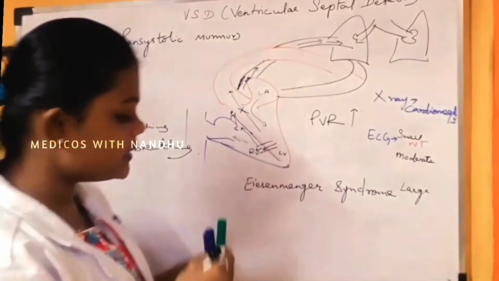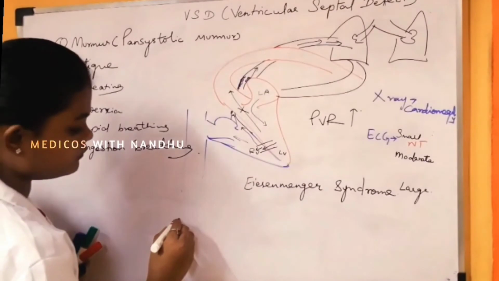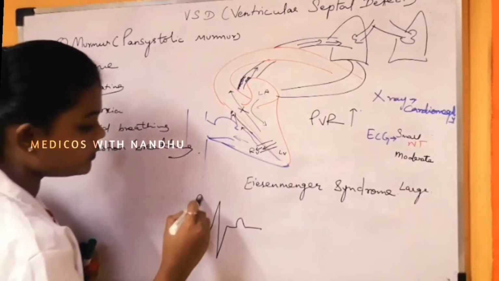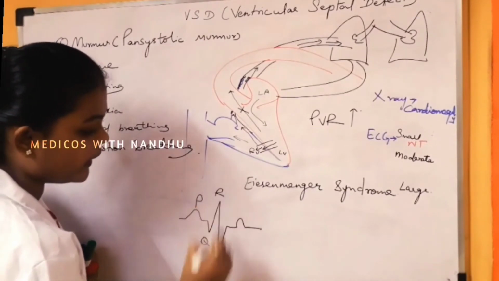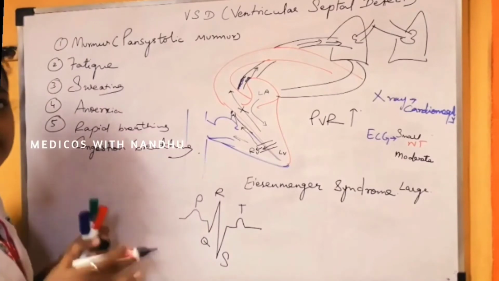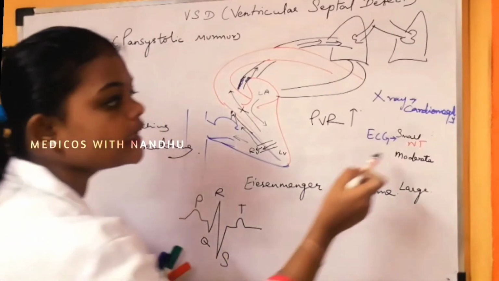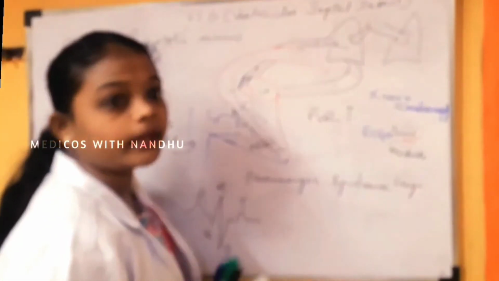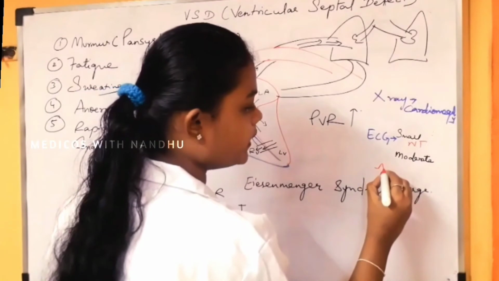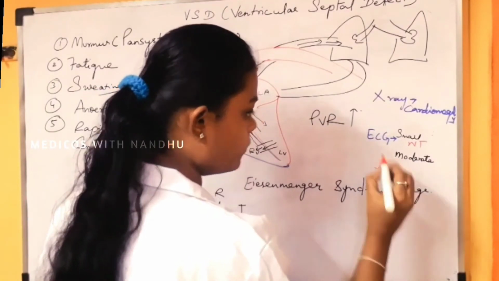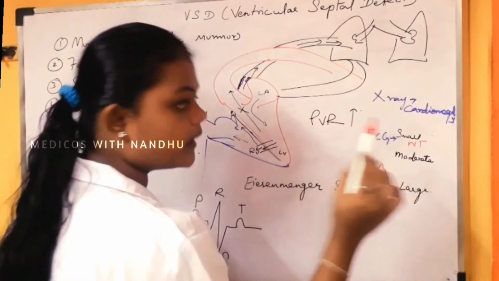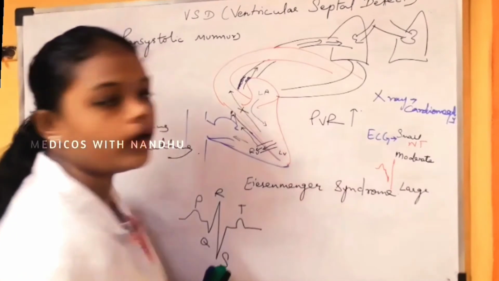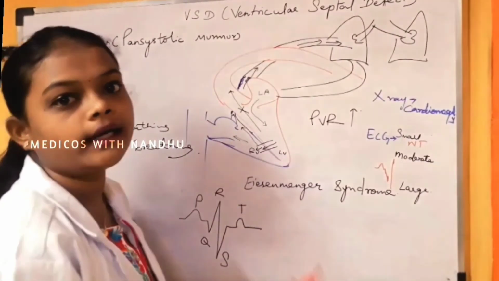So normal ECG will be like this: P, Q, R, S, T. Okay, so P, Q, R, S, T. This was a normal ECG. Okay, but what happens in moderate? The Q wave becomes deep. Okay, P, Q. It becomes deep. Or the T wave becomes tall, or R wave becomes tall.